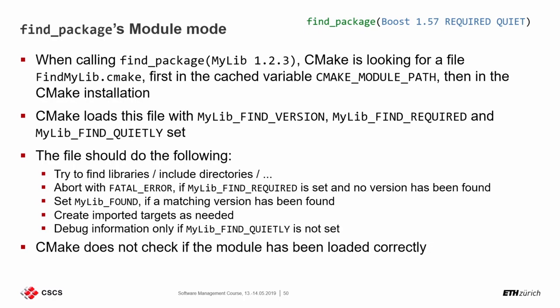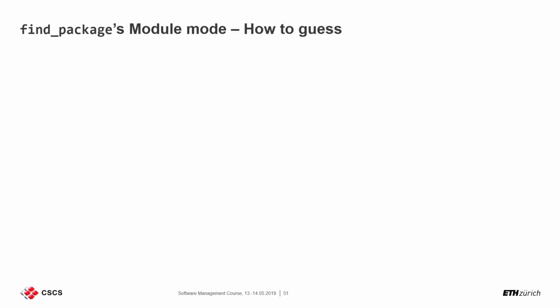Also very important, CMake is not checking if the module has been loaded correctly. So you can do find_package(Boost), and it will not set Boost_FOUND. It's still okay. CMake doesn't care about that. What's very important is that FindBoost doesn't know anything about where Boost is. Boost can be anywhere, and we need to somehow guess where it could be. So it's really about guessing. We need to know how we can guess where Boost is.